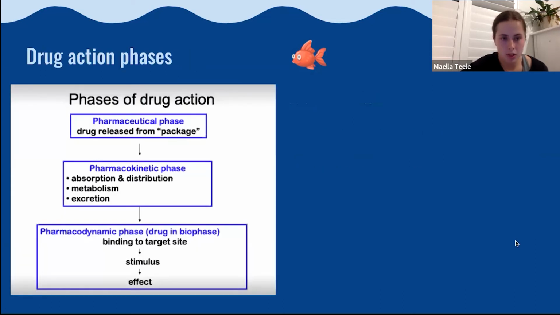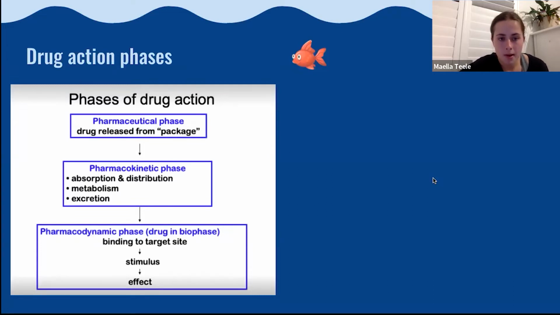Next up. So this is pretty much just the phases of drug action. So there's three main phases. So the pharmaceutical phase is when the drug is taken from the package. The pharmacokinetic phase is when the body is doing its stuff to the drug. So the body absorbs and distributes, metabolizes and excretes the drugs. So this pharmacokinetic phase I think will be covered next week for you, and then the pharmacodynamic phase will be covered for the rest of the semester. So that being said, the pharmacodynamic phase is where the drug pretty much has its effect on the body. So it binds to its target site and then it leads to its effect.